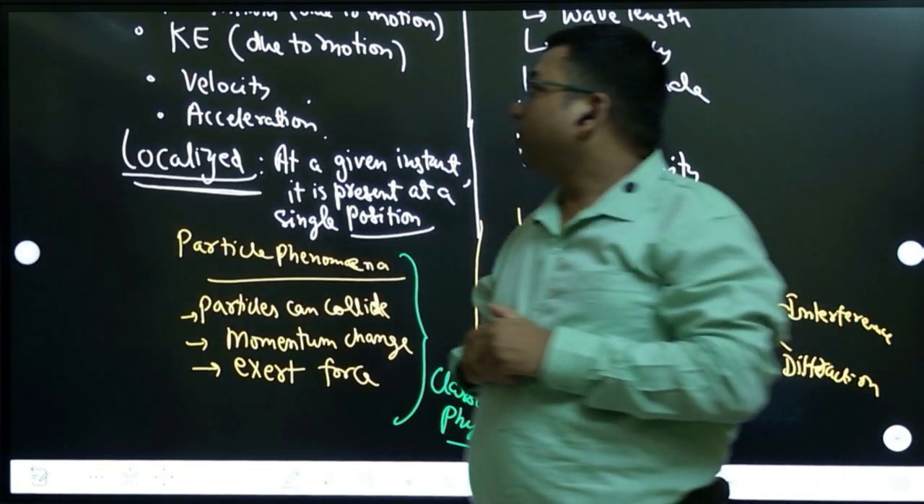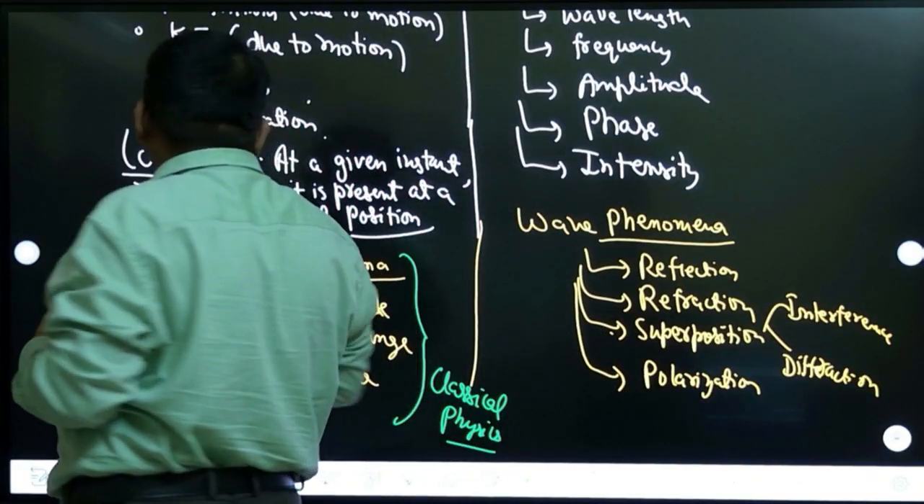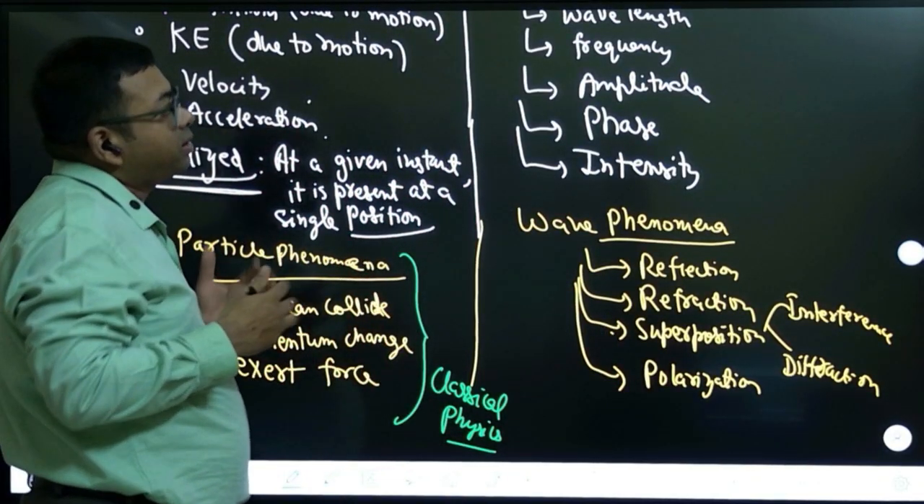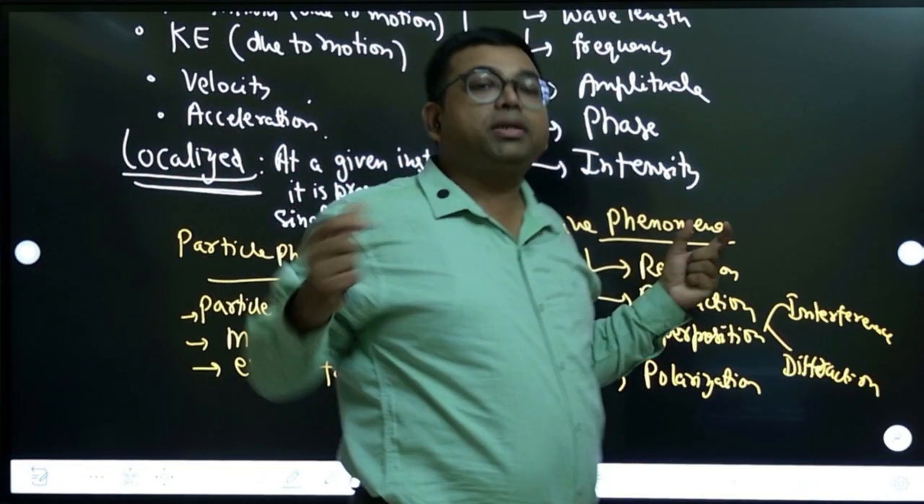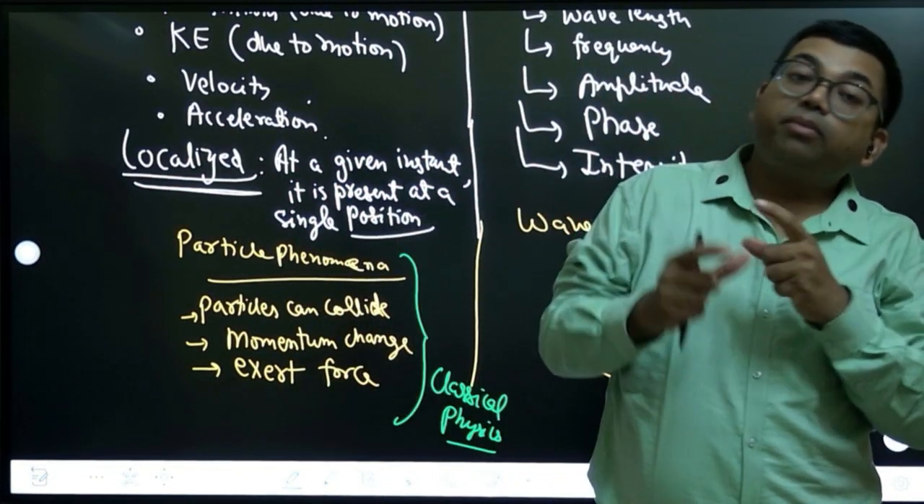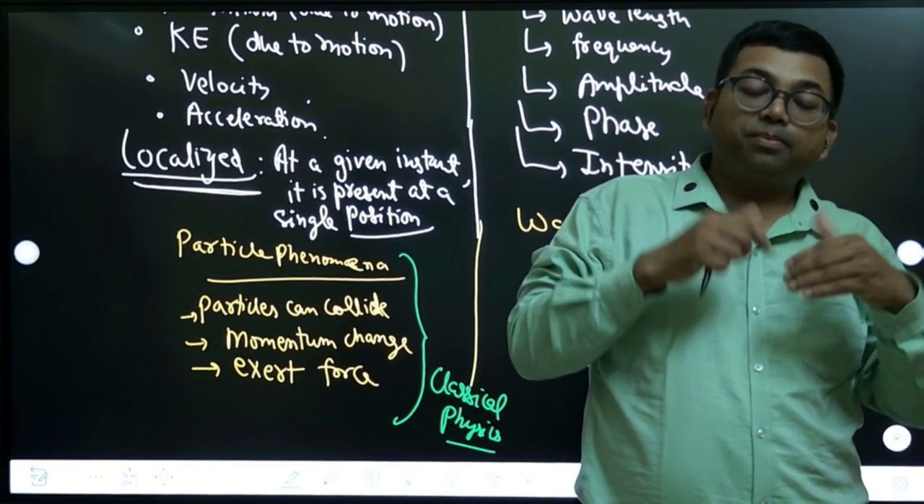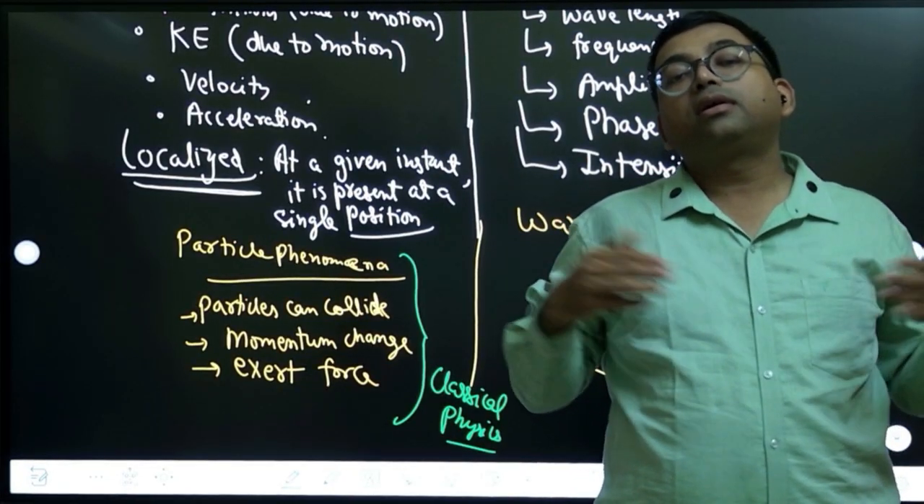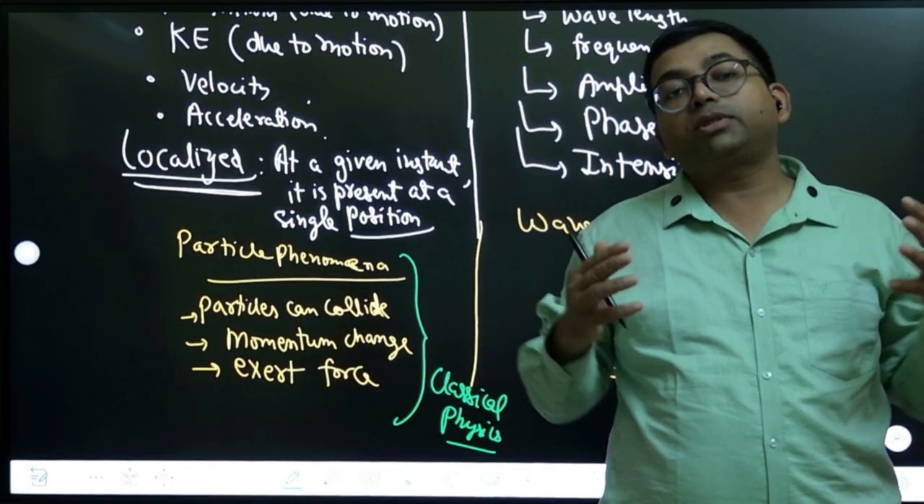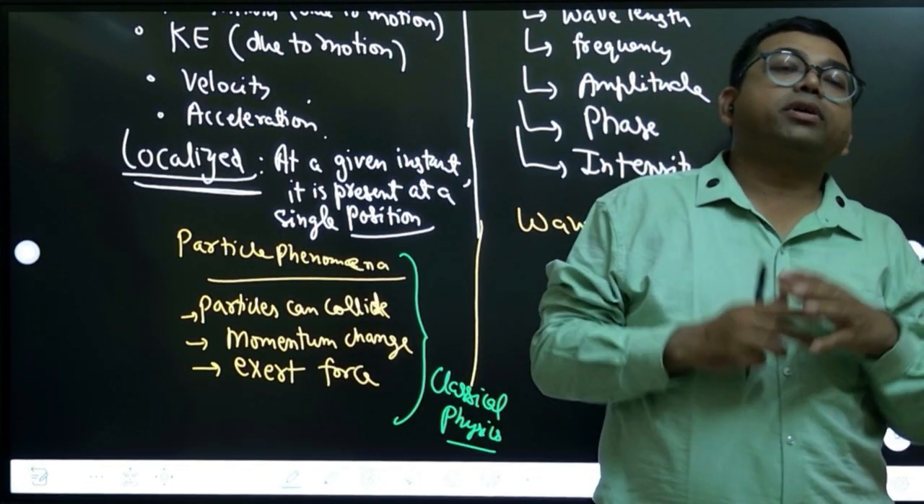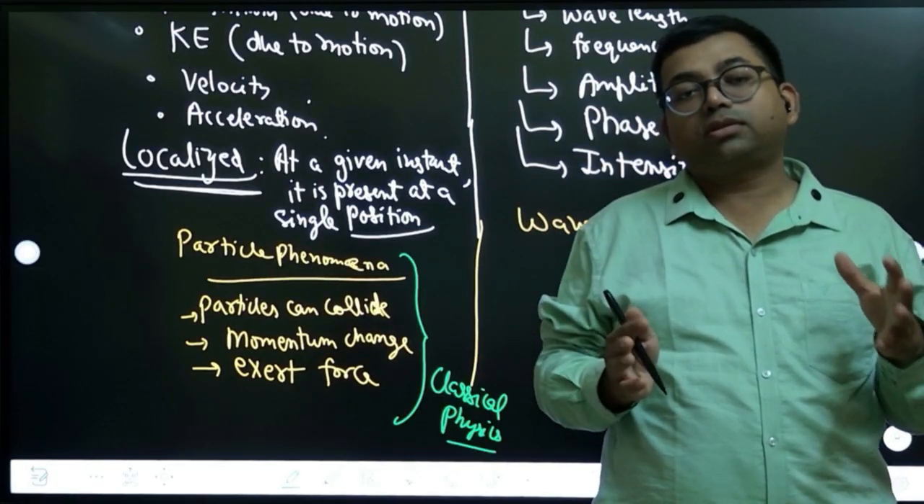So this is the whole brief idea about what is particle nature and wave nature, and they are fundamentally different. Wave is not localized. For example, suppose I am speaking and electromagnetic waves are transmitting at the same time, waves are reaching many places.